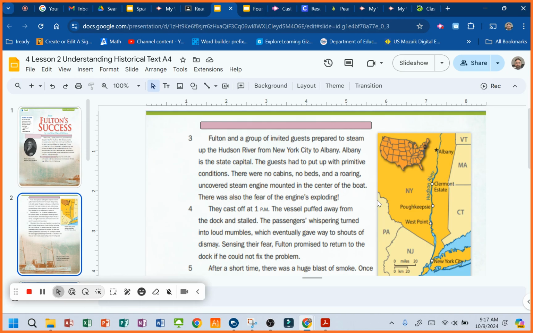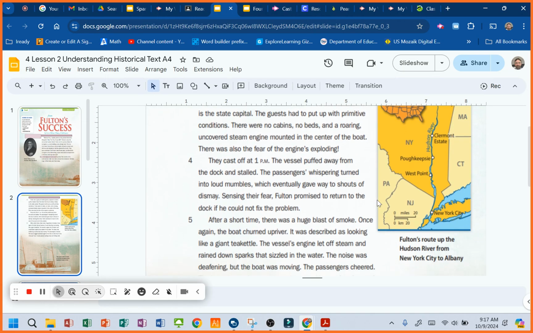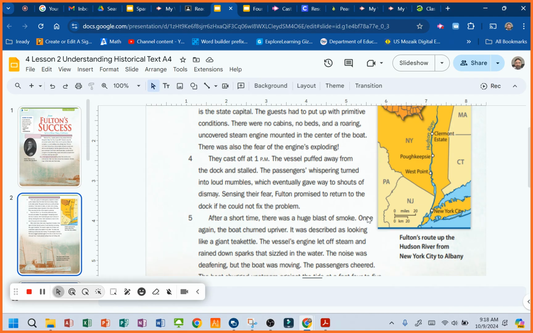The guests had to put up with primitive conditions. There were no cabins, no beds, and a roaring, uncovered steam engine mounted in the center of the boat. There was also a fear of the engines exploding. They cast off at 1 p.m. The vessel puffed away from the dock and stalled. The passengers' whispering turned into loud mumbles, which eventually gave way to shouts of dismay. Sensing their fear, Fulton promised to return to the dock if they couldn't fix the problem.